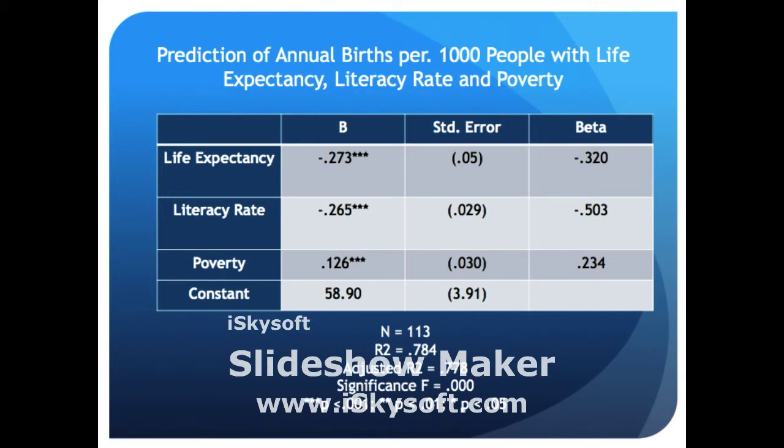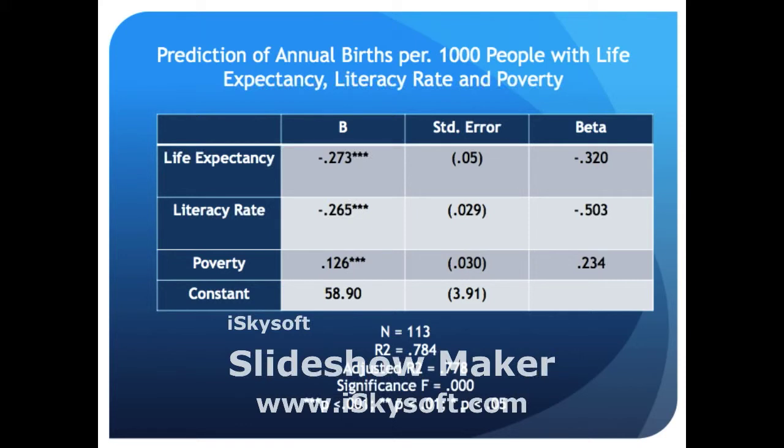The b-values indicate the direction and the number of units of change in the dependent variable due to a single unit change in the independent variable. Therefore, a 1-unit rise in the life expectancy at birth will cause the annual births per 1,000 people to go down by 0.27 births. Moving down the column, a 1 percentage point rise in a country's literacy rate produces a decrease of 0.26 annual births per 1,000 people. Lastly, a 1-unit rise in the percent of people below the poverty line will cause the annual birth rates to increase by 0.13 per 1,000 people. This is controlling for the other 2 variables.